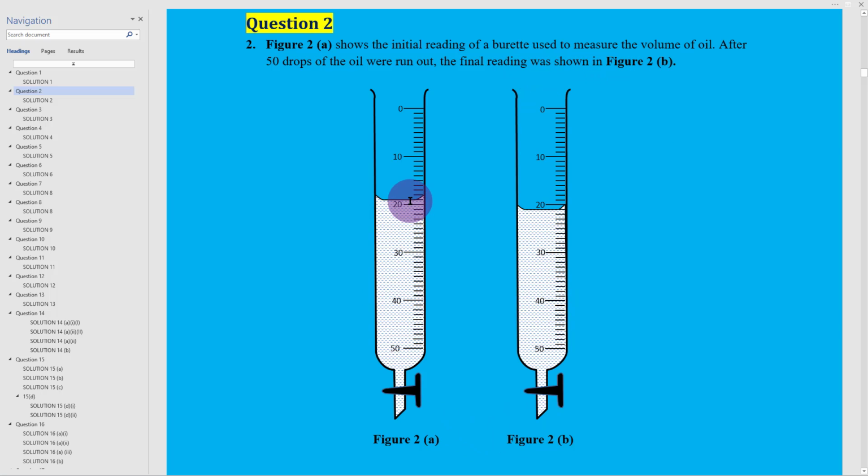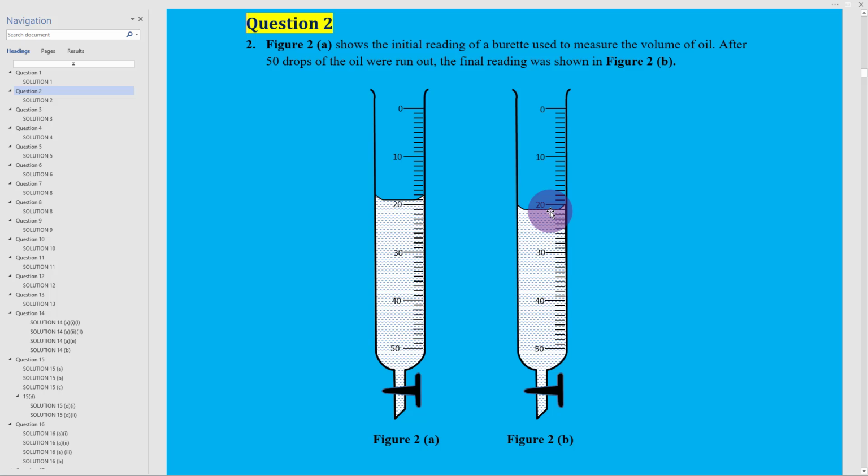So the initial reading was 19 centimeters cubed because the readings on a burette usually increase downwards. So although this might appear to be 21, remember this one is not a measuring cylinder. So the readings of a burette increase as you go downwards. So this being 19 and this being 21, the difference between 19 and 21 will give us 2 centimeters cubed. That is the volume of 50 drops.